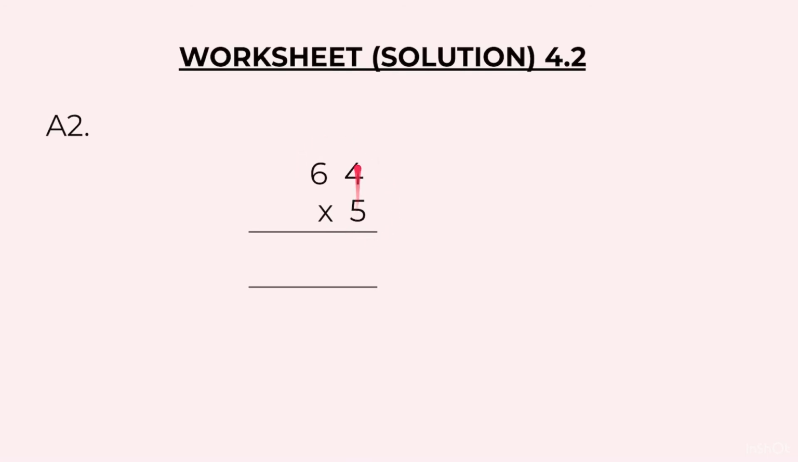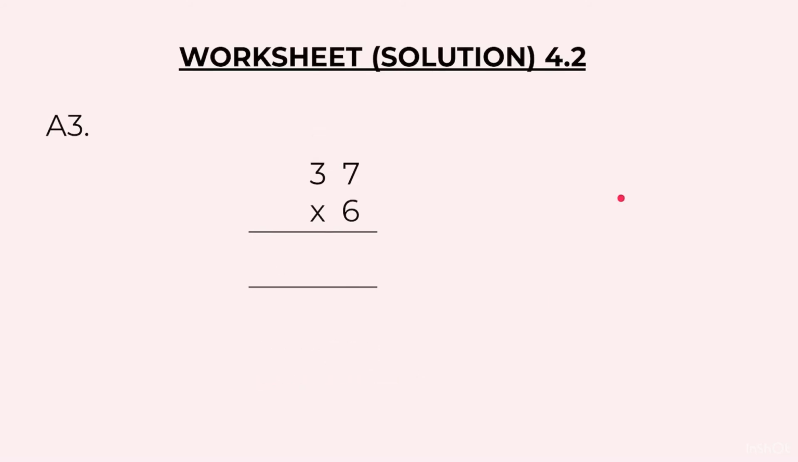Question 2 was 64 into 5. We'll start by multiplying 5 by 4, that is 20, 2 at the top, 0 at the bottom. Then 5 multiplied by 6, that is 30 plus 2, 32. So the answer becomes 320.